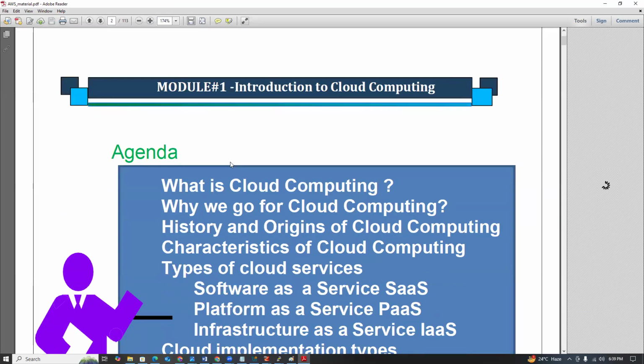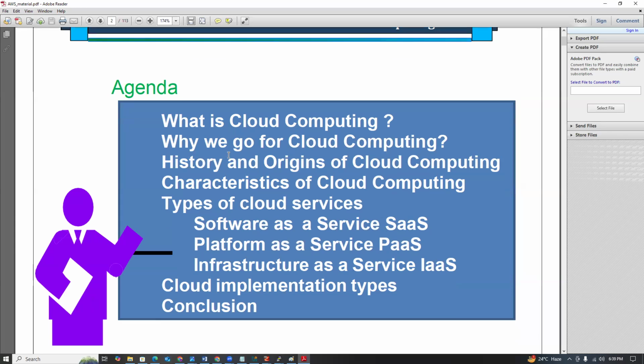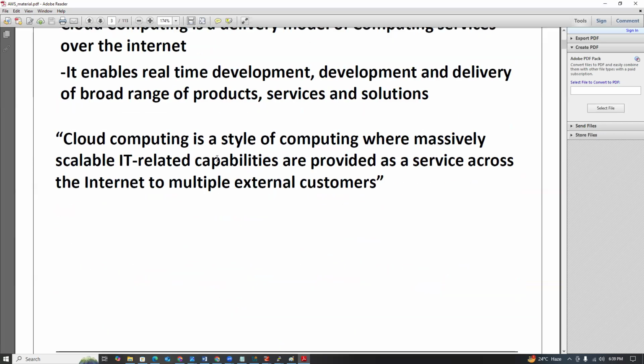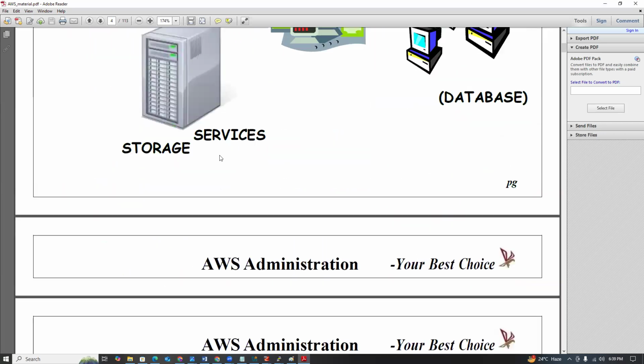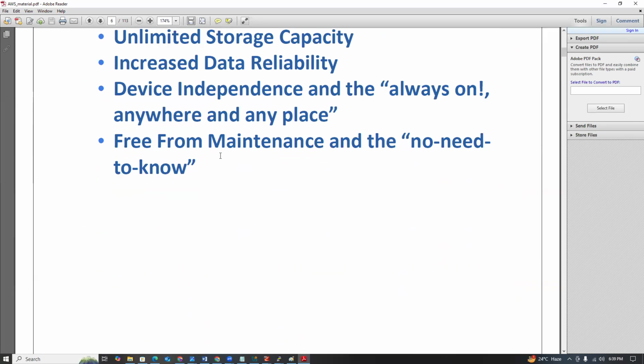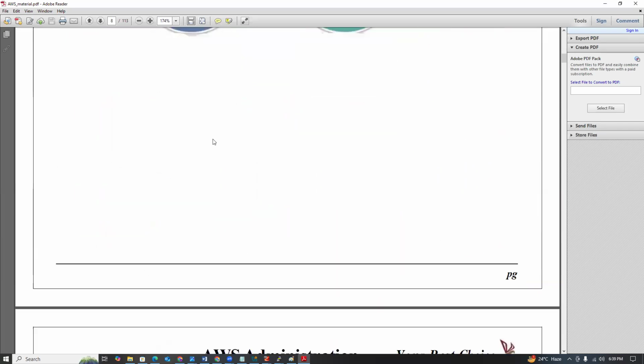So what we discussed in yesterday's class: introduction to cloud computing. What is cloud computing? Why do we need to go for cloud computing? History and horizons of cloud computing, characteristics of cloud computing, types of cloud services. Yesterday the basic core components were completed, right? So today we'll discuss about AWS.